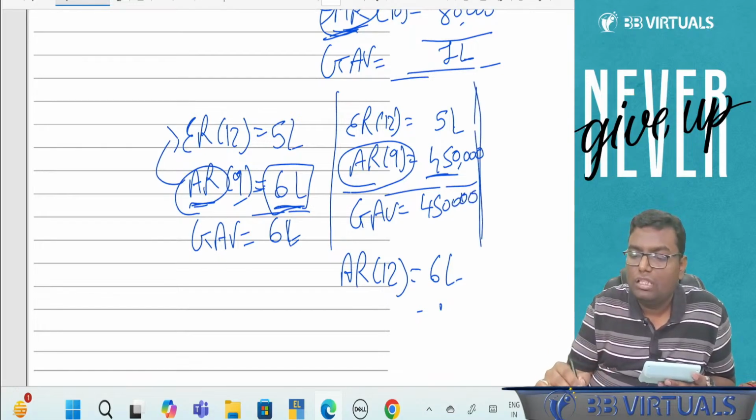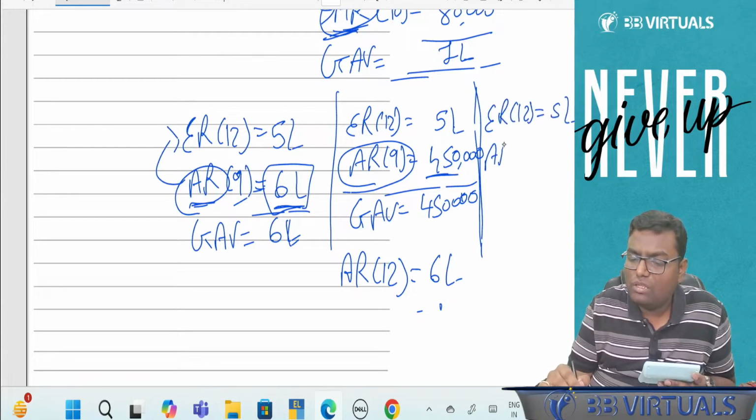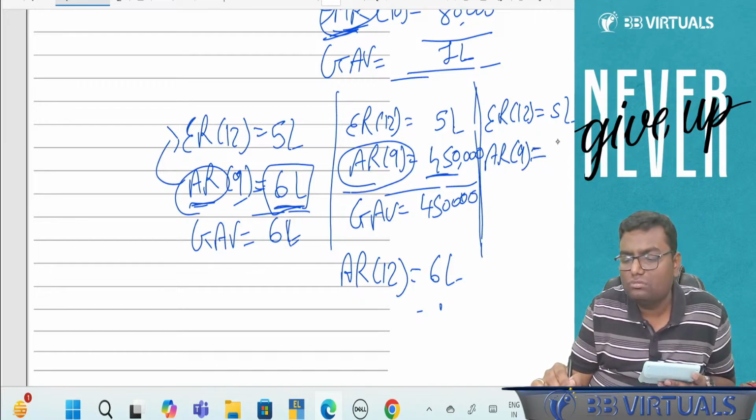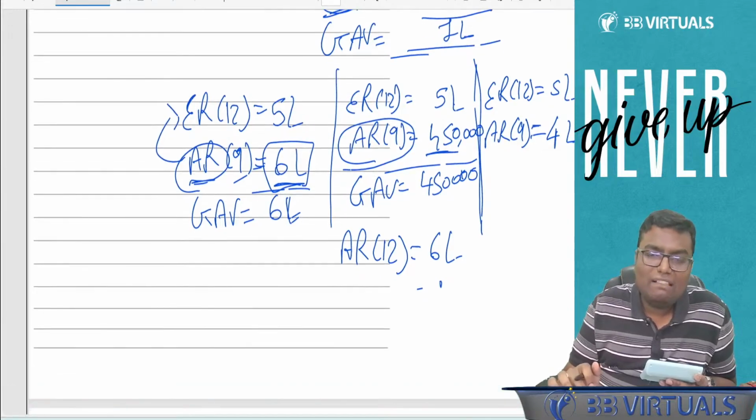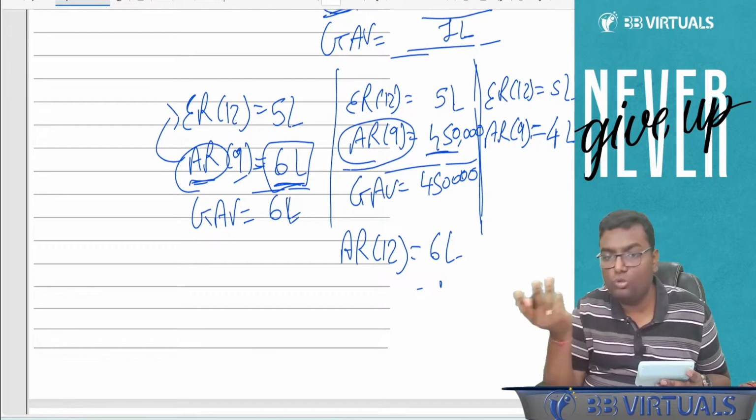One more. Let's say expected rent for 12 months is 5 lakh. Actual rent, which is only for 9 months, is let's assume 4 lakh. Again my AR is less than ER. I am asking for the concession. What will the government say? Prove it.